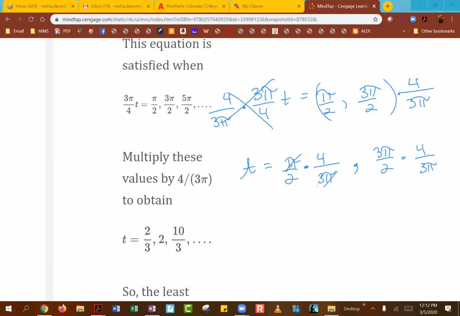Your pi will cancel out. 2 goes into 4 twice, and you will be left with 2 on the top, 3 on the bottom. So that's where they got that 2/3 from. On this side with the 3 pi halves, 3 pi and 3 pi cancel out, and 4 and 2 reduce down to a 2. That's how they're getting that value. It's basically starting out with where cosine is 0 and then working your way down from there. The least value, exactly. The first one is the only number we're interested in, and you ignore the rest of them.